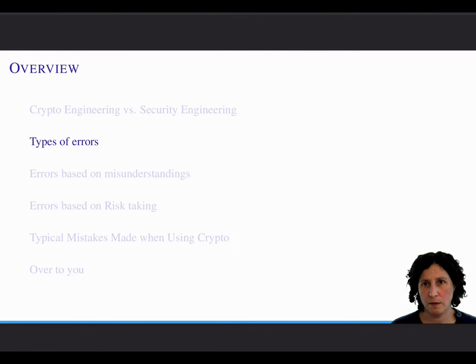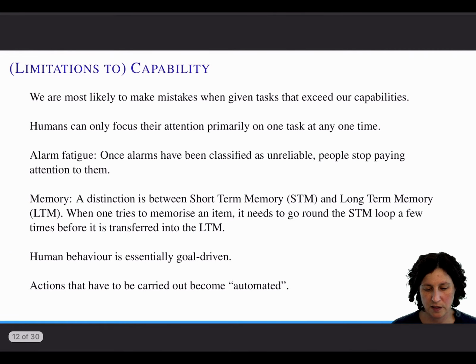So how come people so readily make mistakes? There are in fact different types of mistakes that people make, and all of them are somehow related to a limit of our capability. If you ask why people make mistakes, the psychologist's answer will be, well, we are most likely to make mistakes when we are given tasks that exceed our capabilities. So what are our capabilities? For instance, humans can focus their attention primarily on one task at a time. It's a myth that people are good at multitasking.